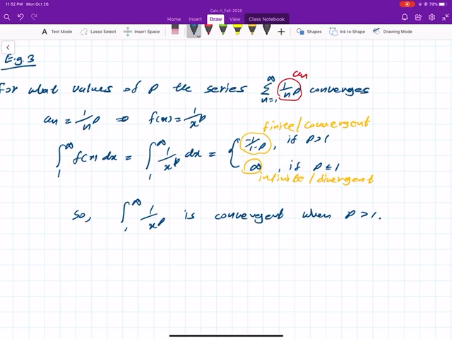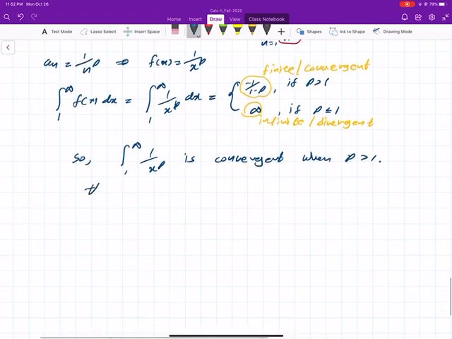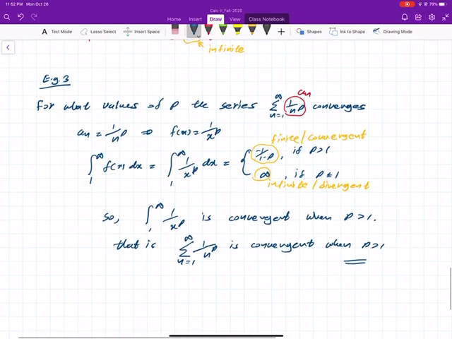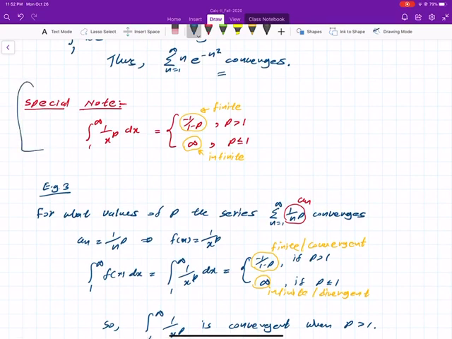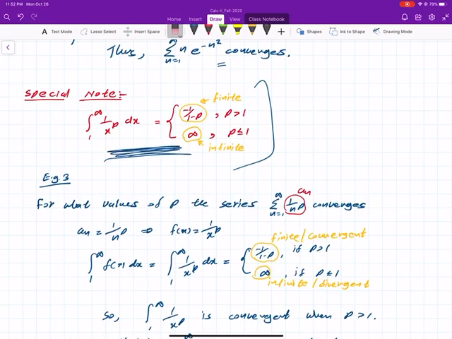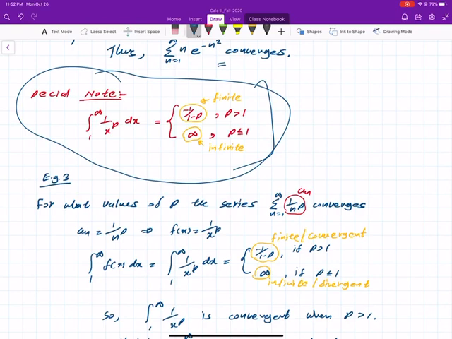Alright, that is, this series n goes from 1 to infinity, 1 over n to the power p is convergent when p is greater than 1. So that is the solution. Okay. For this solution, actually you got help from the special note. This special note is very important. The derivation of this result is not required for your class. Okay, the derivation of this result takes a lot of time.